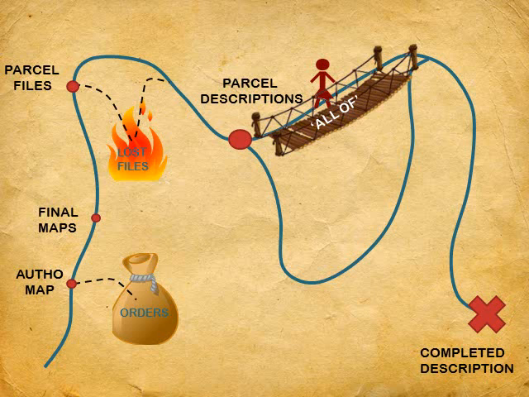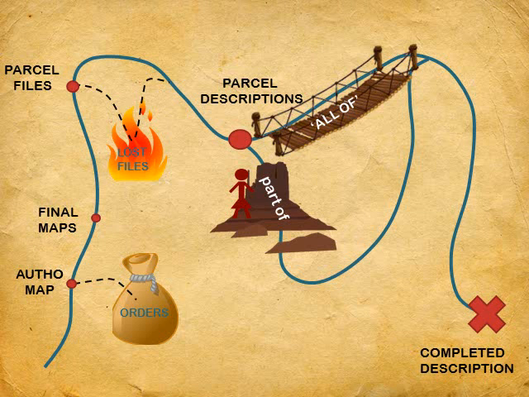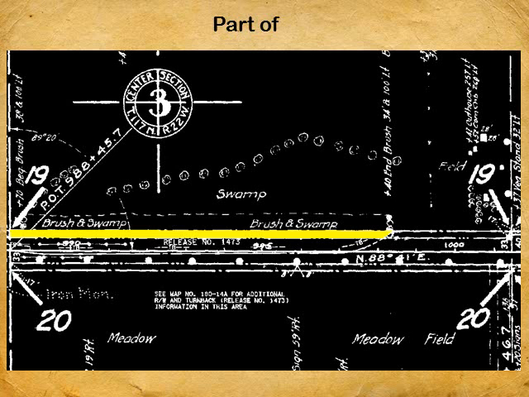There are two different types of conveying descriptions. One is an all of, which means the entire parcel is being conveyed. These are my favorite. As you can see from the description, it just says parcel 305, all of tract A described below. Easy breezy. And then there are the part ofs. These can get brutal. This is a simple example.